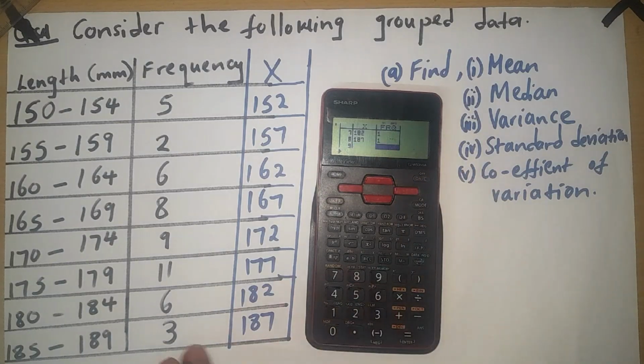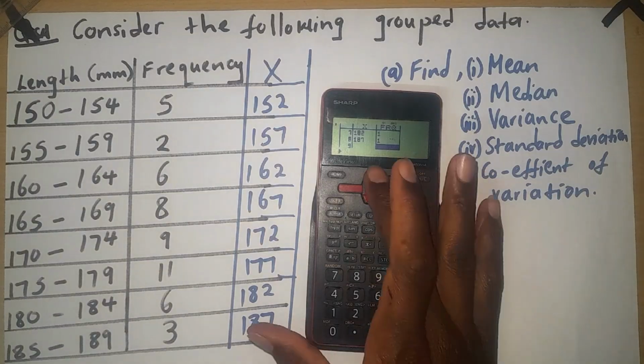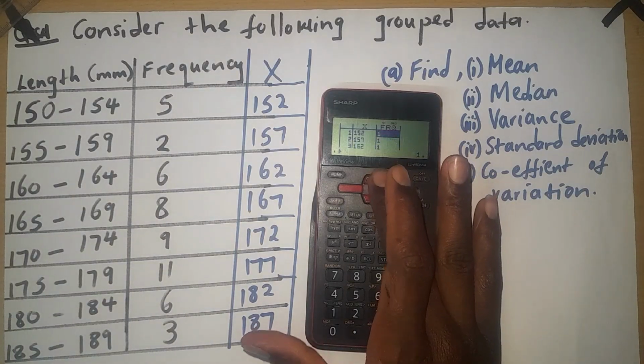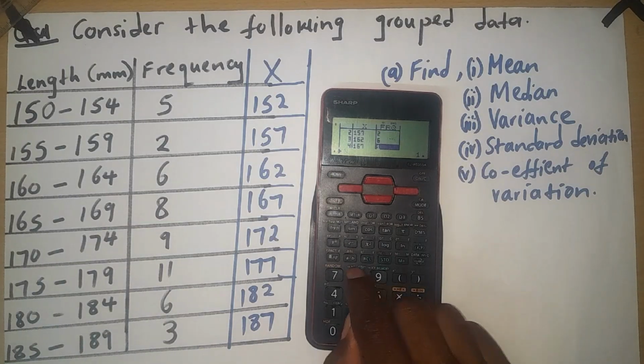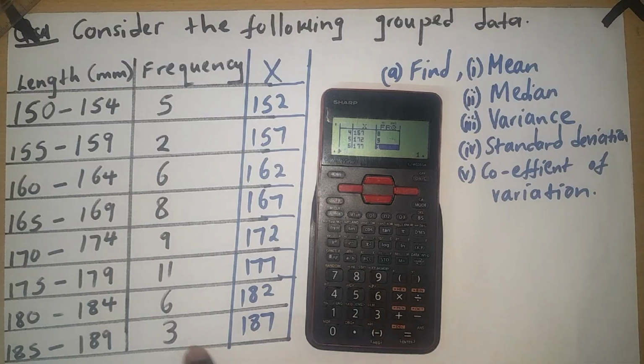After feeding the midpoints, now we need to feed the frequencies. The frequency of the first class interval is 5, followed by 2, 6, 8, 9, 11, 6, and lastly 3. So this is how we feed our data into the calculator.